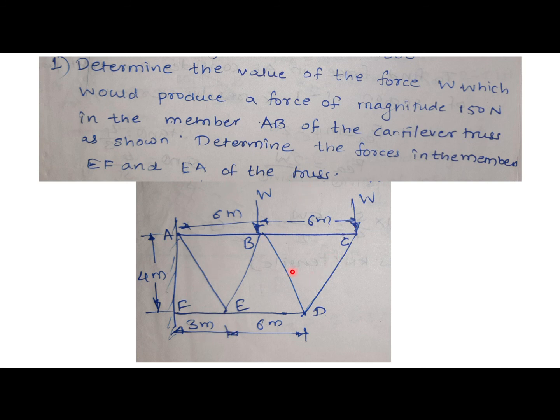By observation and from the statement of the problem, it is given that an equal load is applied on these joints B and C, and this is a cantilever, so it is a fixed support. It is supported at this point, and this part is hanging. And we are supposed to find out the value and nature of the forces in member EF and the member EA, whereas the force in member AB is given as a magnitude of 150 Newton. So based on this, let us try to solve this problem by applying the method of section.